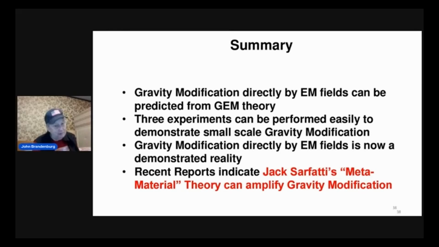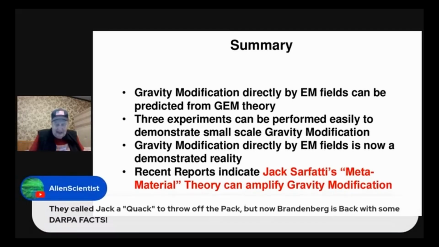Now, recent reports indicate Jack Sarfati's metamaterial theory can greatly amplify gravity modification. This is very important. We got into the entryway of the house of gravity control. Jack has now ushered us through the main door into the main part of the main living room of the house.